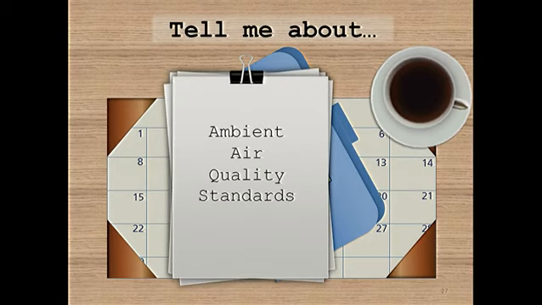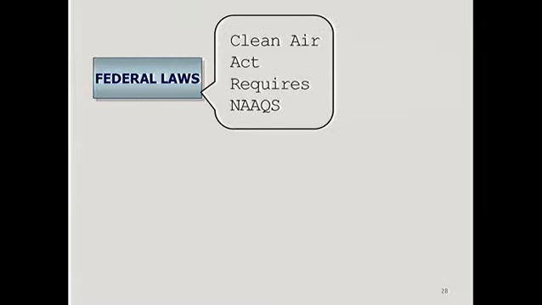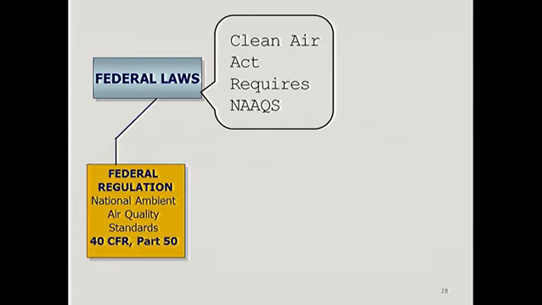Another element of the laws and regulations are the ambient air quality standards that basically we all live by. As I mentioned before, the Federal Clean Air Act requires the establishment of national ambient air quality standards. The Act requires EPA to set outdoor or ambient standards for air pollutants. Currently, there are 6 pollutants that are referred to as the criteria pollutants. Regulation of these pollutants is implemented through Title 40 of the CFR Part 50.